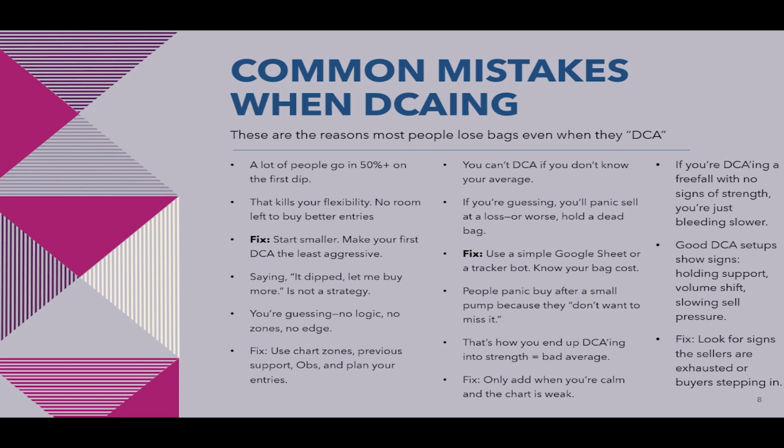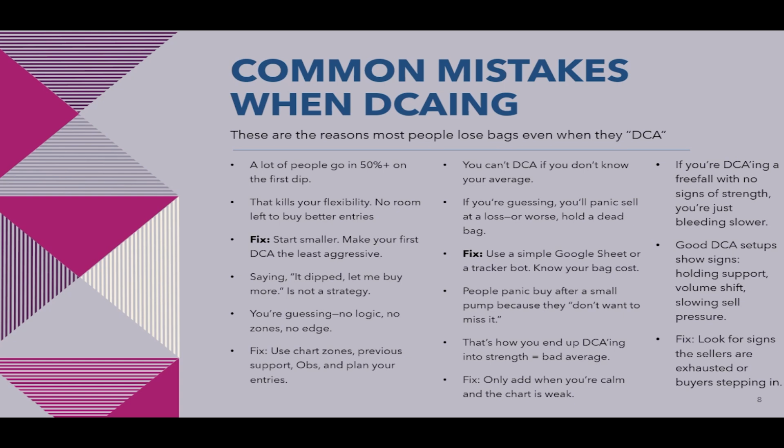So you've got to use chart zones, previous support levels, order blocks, OBs, which are order blocks, and plan your entries, guys. Don't be blindly aping into coins just because you see Cupsy or Scented or Vladimir or any of these big KOLs buy into a coin. Don't just blindly ape. Use your own strategies. Use DCAing, order blocks, support zones, all to your advantage, right?